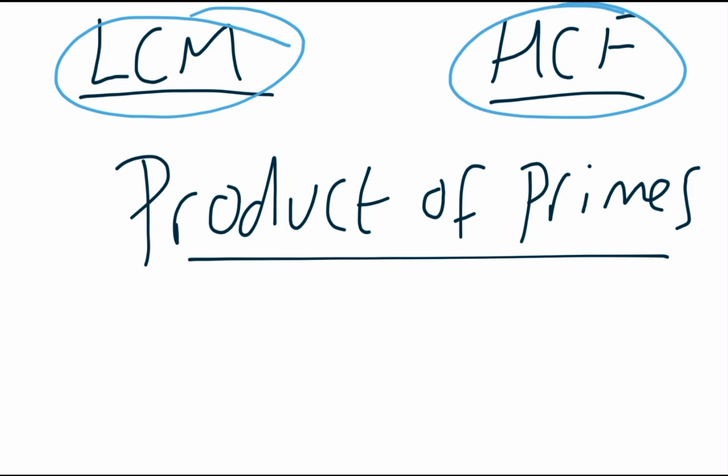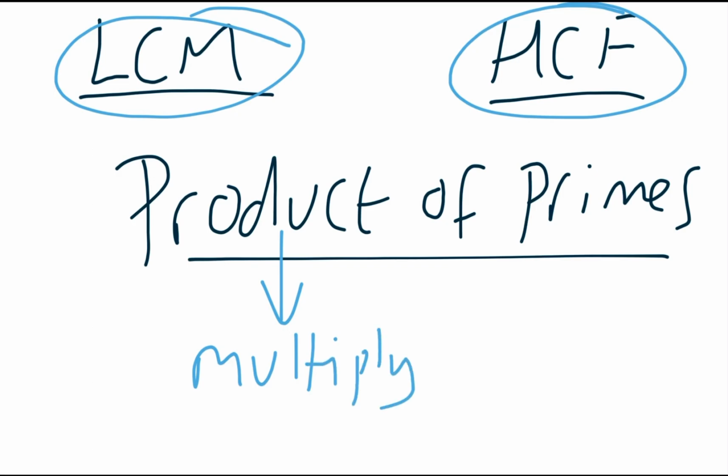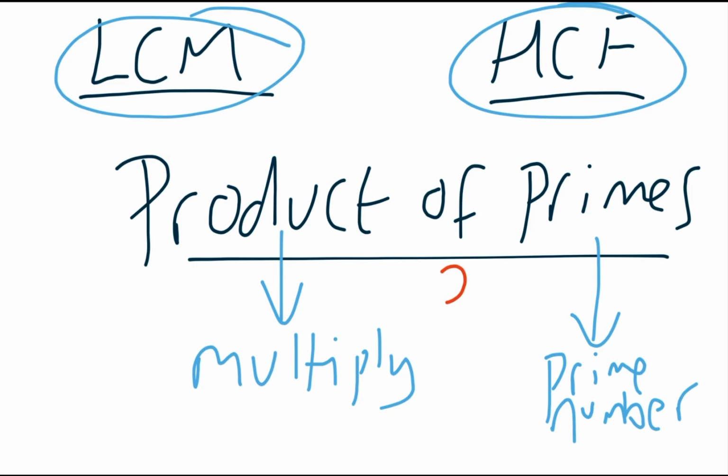The product of primes is broken down into two words. The word product means to multiply, so there's going to be some multiplication in here. And then primes, as in a prime number. A prime number is a number that can be divisible by 1 and itself, simply saying it's got two factors. An example of the smallest prime number is 2, because 2 can be divided by 1, which is 2, and by itself. So 2 divided by 2 is 1. So it's got two factors.